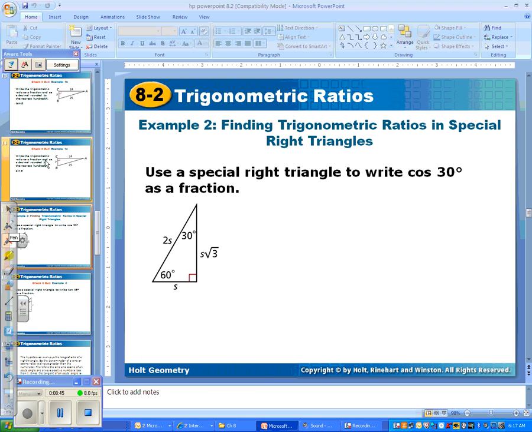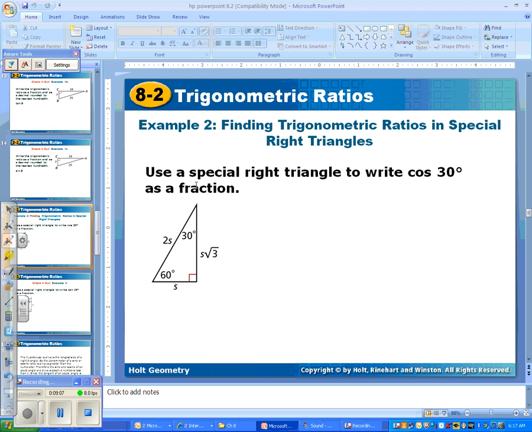Okay, so the second thing we're going to do is compare trig ratios to special right triangles because we've been emphasizing special right triangles. And once you know what the trig ratio is in a special right triangle, guess what? It's always going to be that same answer. So this will really help us out in our advanced classes.